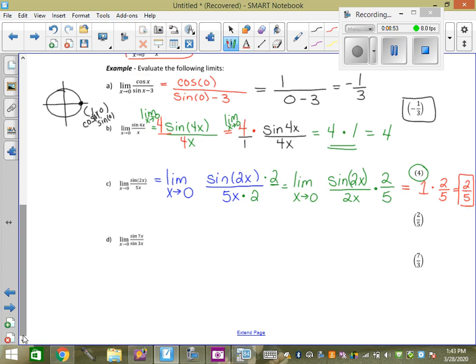D. Now's the conundrum. I have 2 things, okay? When I have 2 of these, I will split them up sideways because it seems like more work in the end, but you won't make a mistake. So I'm going to go the limit as x approaches 0. The previous ones have been just one sine, right? One sine in the top. This one has a sine in the top and a sine in the bottom. So I'm going to split them up with a sideways division sign. So I'm going to go sine 7x divided by sine 3x.